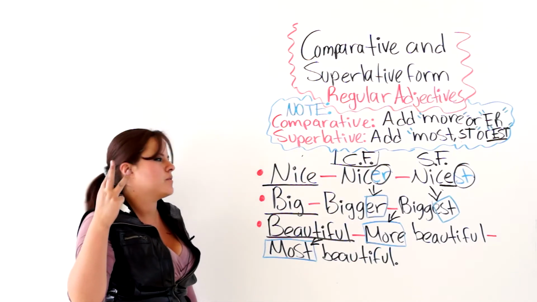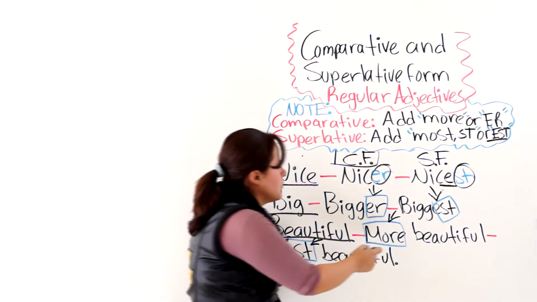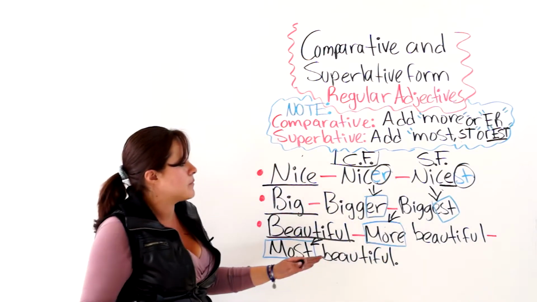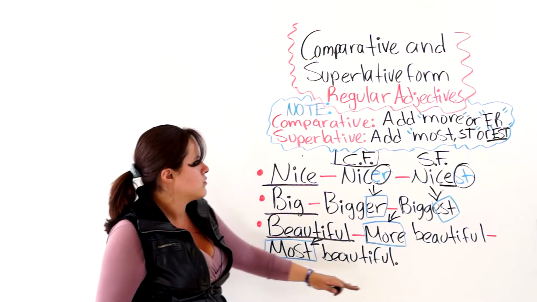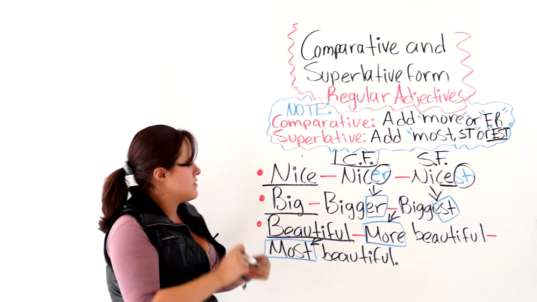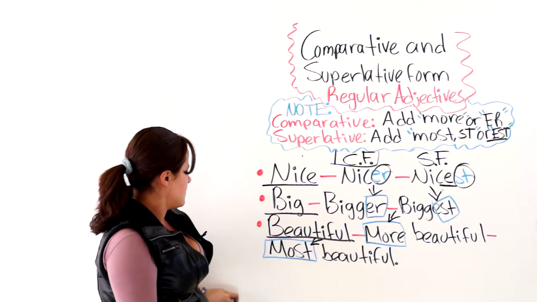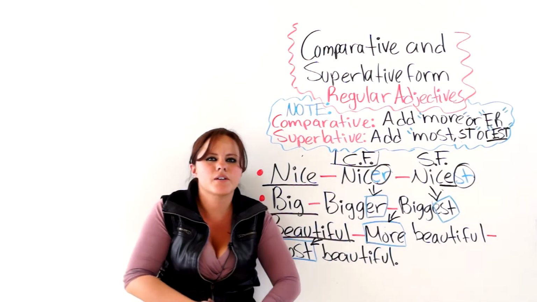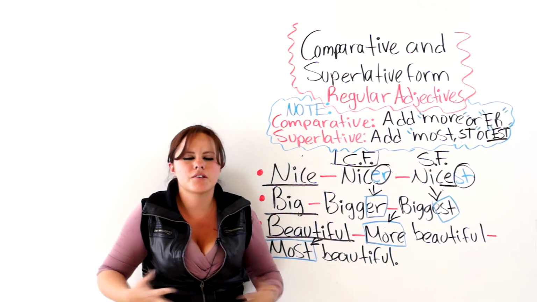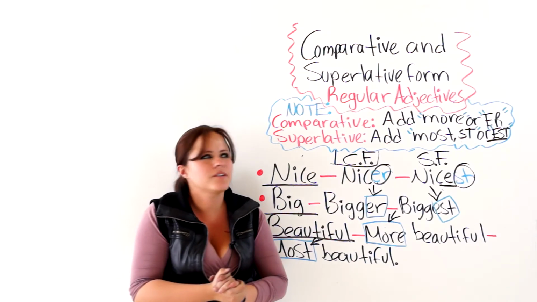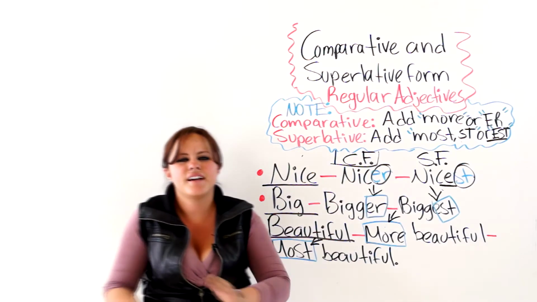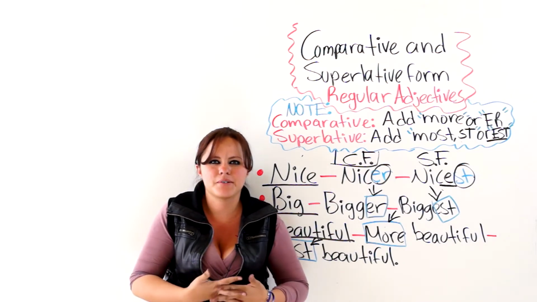The next one, beautiful. We have 3 syllables. So we know that we need more to make the comparative form. More beautiful and most beautiful. So as you can see, there is nothing to it. It is very simple to make the comparative and superlative forms of regular adjectives. Next, I will give you some more examples so we can practice.